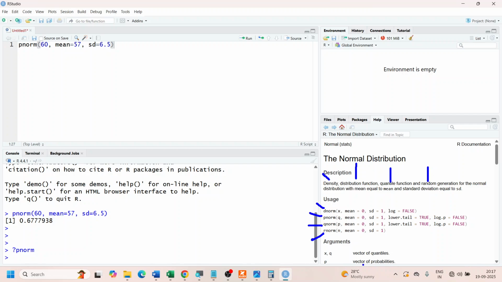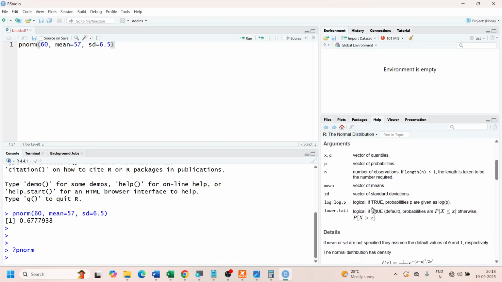So many functions are there, out of which we will be using this one with the only option, that is q, and q is the quantities that you want to use, mean and the standard deviation, lower tail, and we are not going to use it. By default, it is true. And log.p is false. If you want to know what log.p is, it is logical, if true, probabilities p are given as logs. So that is it. You can use this one.